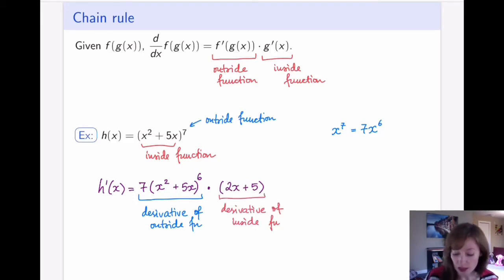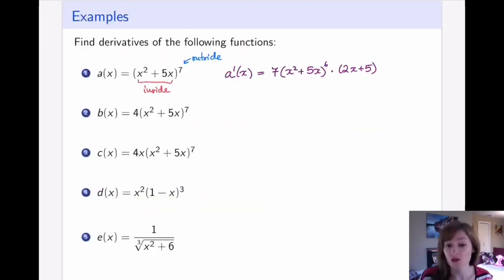So let's take a look at a couple of other problems, some of which will involve other differentiation rules that we've already covered up until now. So the first function here is the same as on the previous slide, but then we have functions that somehow build up on it. So 4 times the same function, and then 4x times the same function. So what are we going to do now? How are we going to take a derivative of this now? It is no longer just one inside and one outside. There's also this factor of 4 present up in the front.